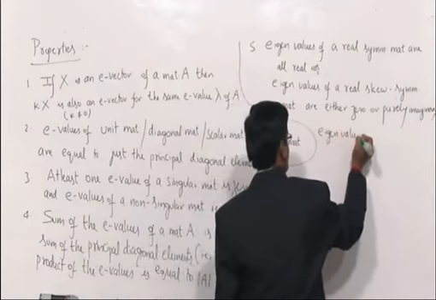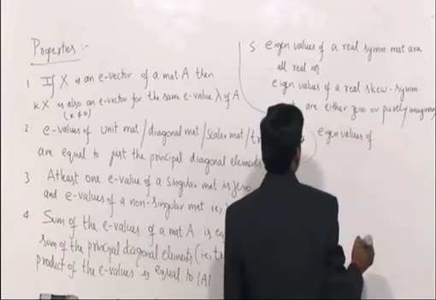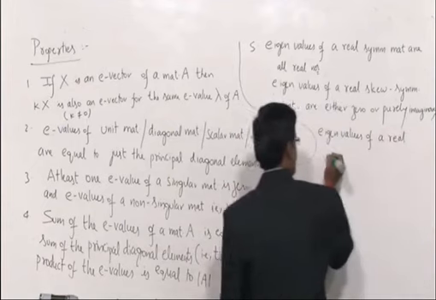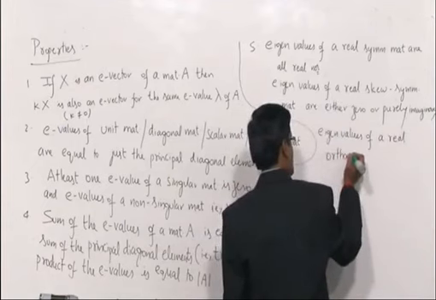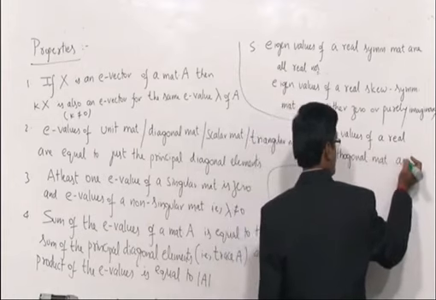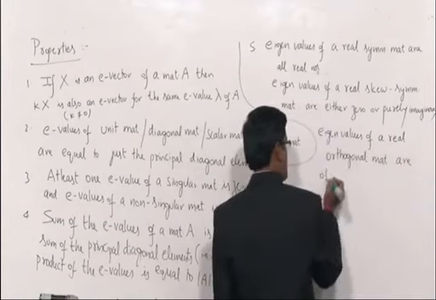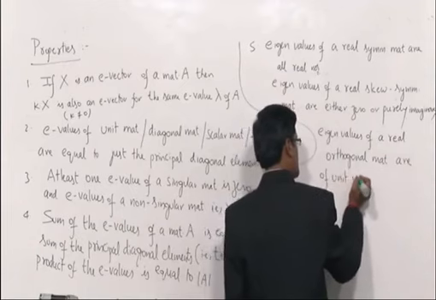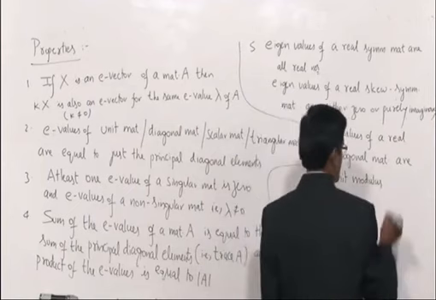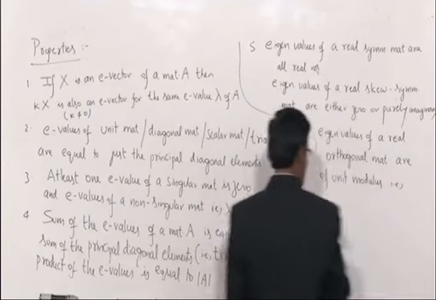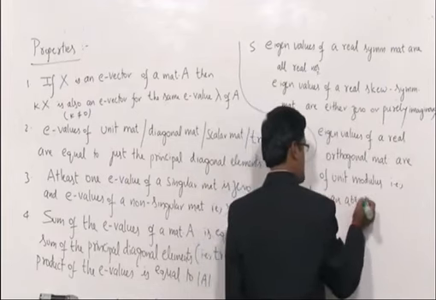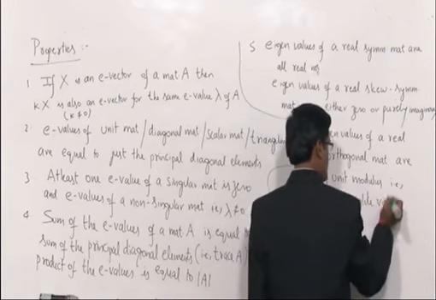Eigenvalues of a real orthogonal matrix are of unit modulus, that is, have an absolute value 1.